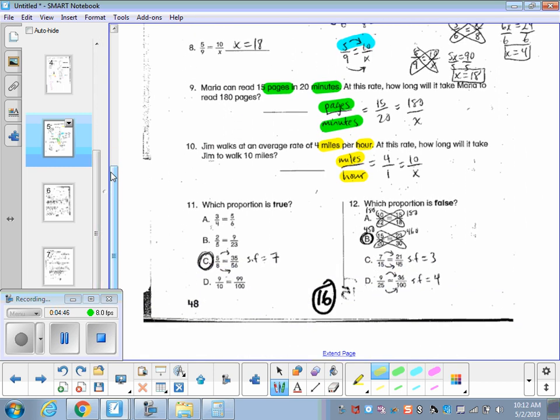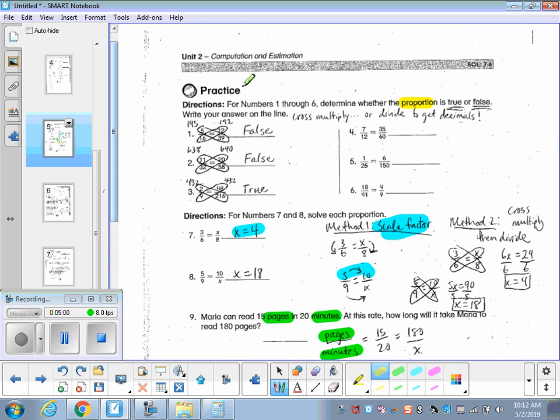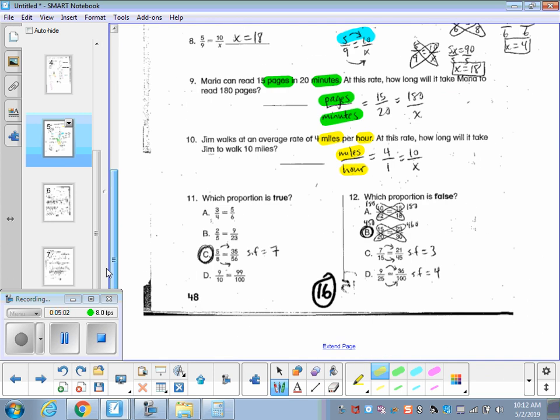Now for questions 11 and 12, it's just going through which proportion is true and trying to identify which one was true, and then maybe in number 12 we're now looking for which one is false. So this one is basically back up to these types of questions, where you can either identify a scale factor or just cross multiply and divide.